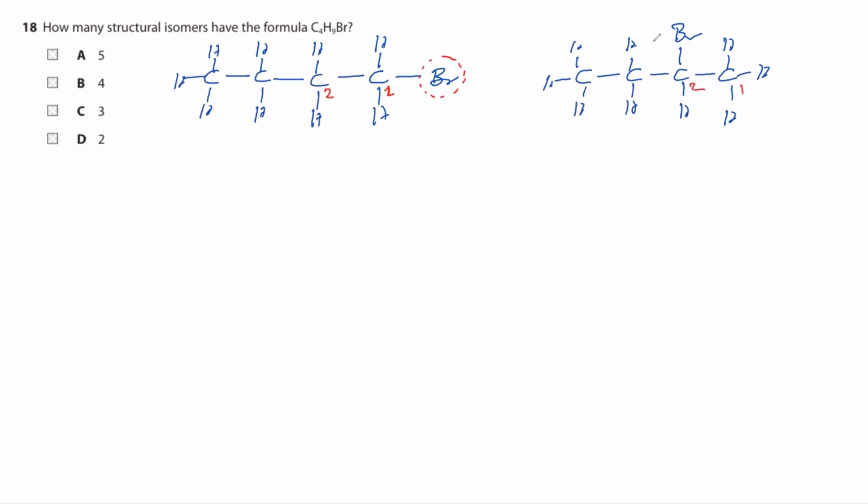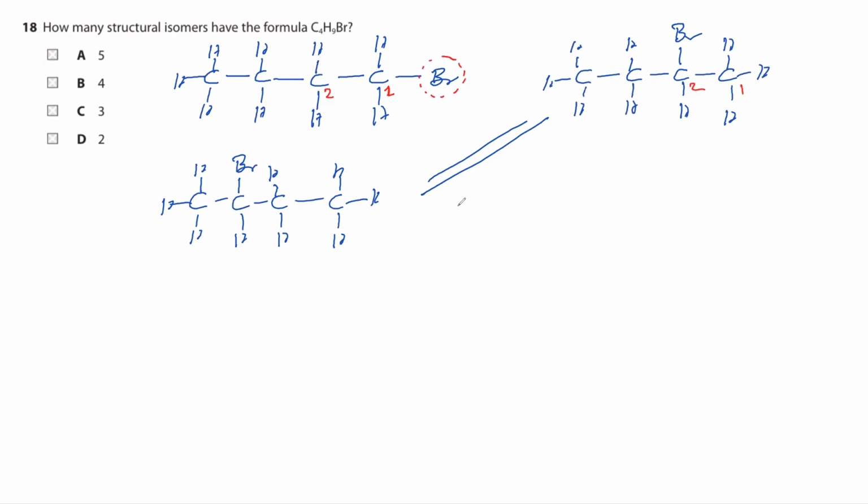Now you might be thinking, why can't we put the bromine atom in the third carbon atom? Let's do that way also. Okay, I'll put the bromine atom in the third carbon. 1, 2, 3, 4. Third carbon atom is here now. But the thing is, can you see that if you flip these two molecules, these two are same molecules.